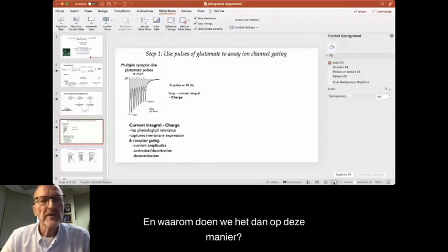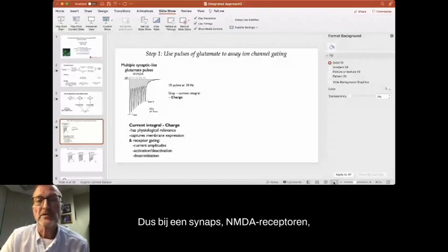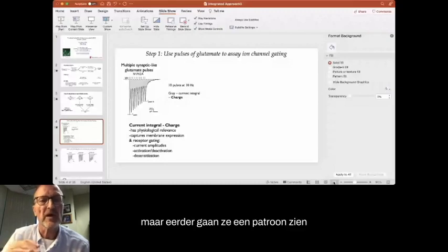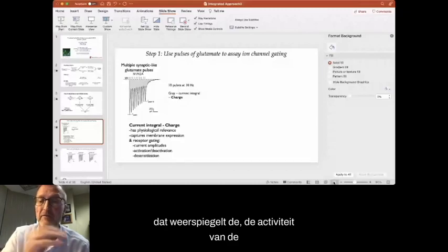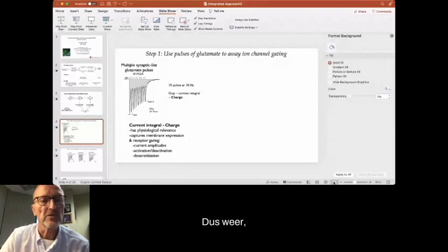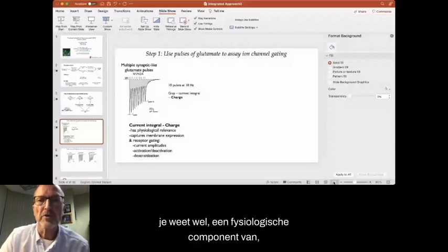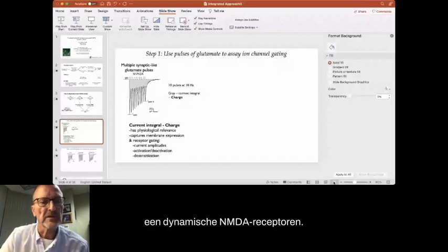Why are we doing it this way? First of all, these pulses have physiological relevance. At a synapse, NMDA receptors, as well as AMPA receptors, rarely see just a single pulse of glutamate, but rather some pattern of presynaptic activity that reflects the activity of the presynaptic neuron as well as the release probability. So this charge, or current integral, captures a physiological component of dynamic NMDA receptors.